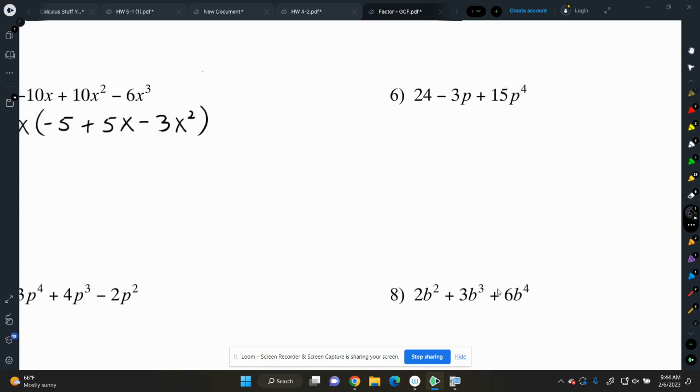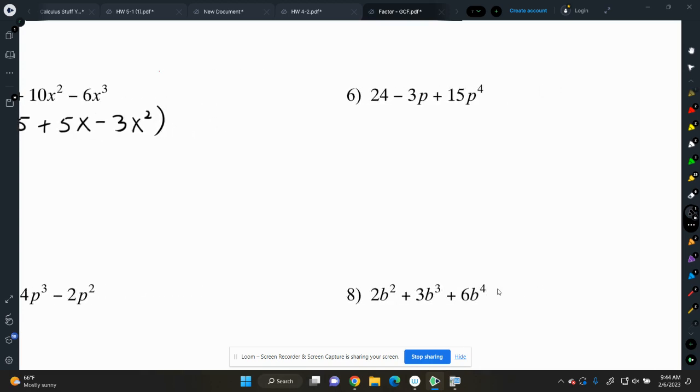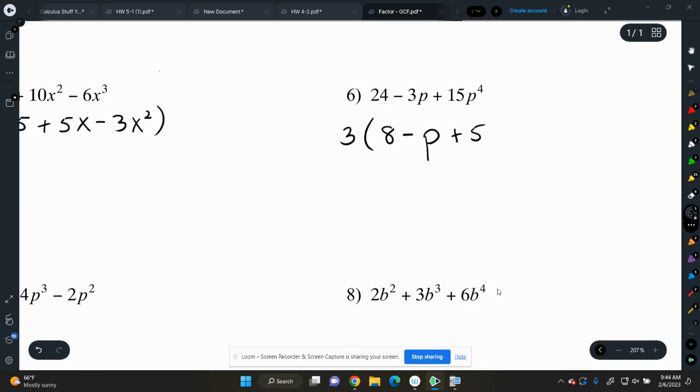Okay, number 6. Grady, what did you take out? I got 3. 3, yes. Leaves us with 8 minus p plus 5p to the 4th. Okay.